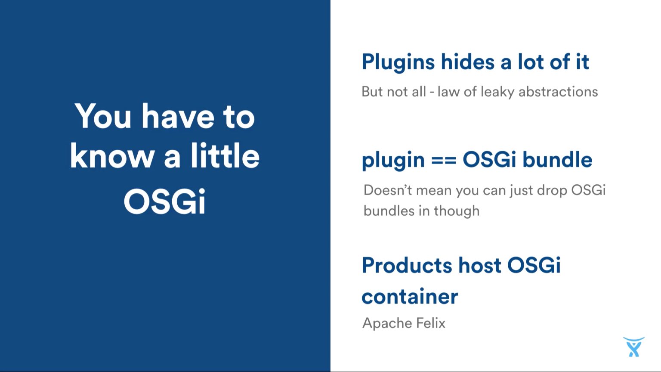So I'm presuming you're all plugin developers here. How many of you have never had to touch the import section or the export section of the manifest? Yeah, that's what I thought. What? I saw a hand over there. Yeah. So, yeah, law of leaky abstractions. It hides most of it, but not all of it.